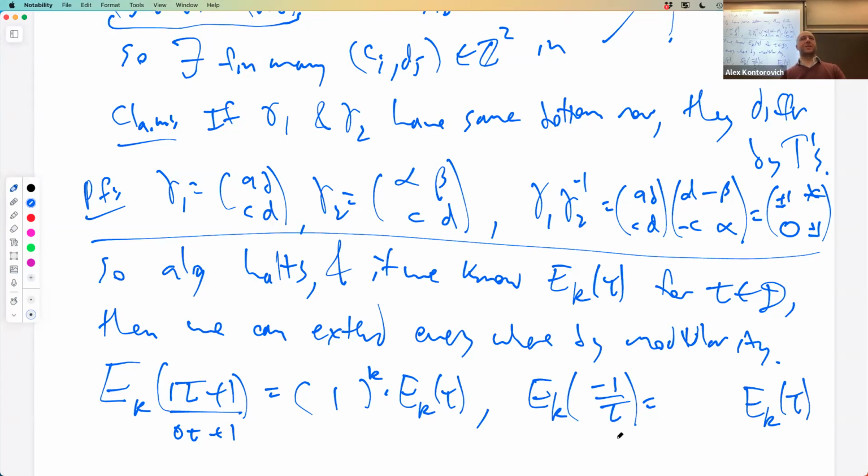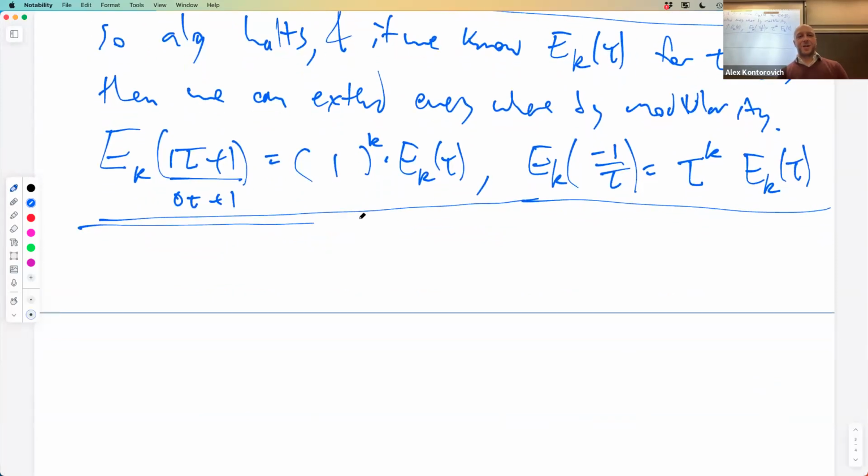What's the factor? CZ plus D is now tau plus nothing. So it's tau to the K. CZ plus D. Okay, so these two relations generate all possible relations. If you know these two things, then you know everything about this EK.